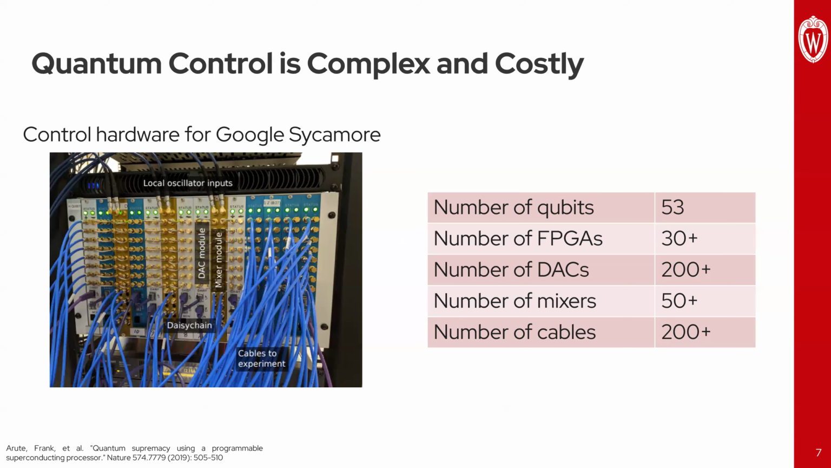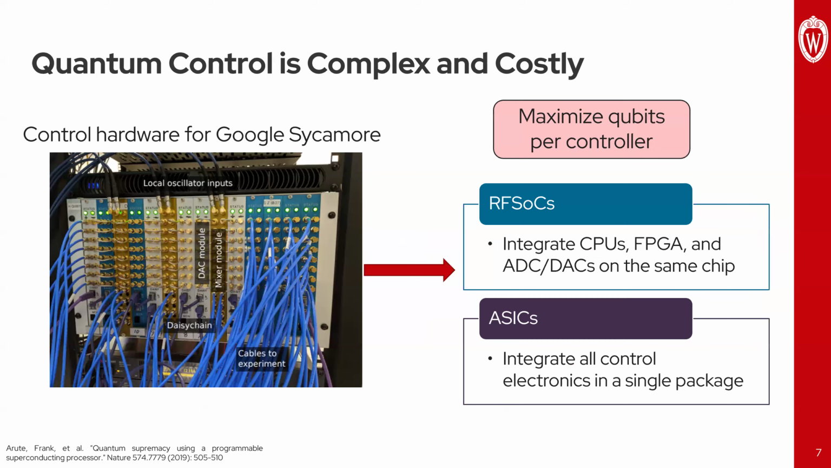And so, of course, if we want to make this more scalable, what we would like to do is maximize the number of qubits we control per controller. Now, the controller could be one board, it could be one rack. That doesn't matter, but we want to maximize the number of qubits we control per discrete hardware component.